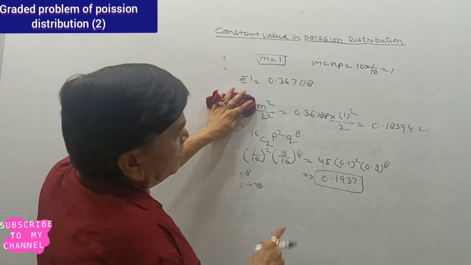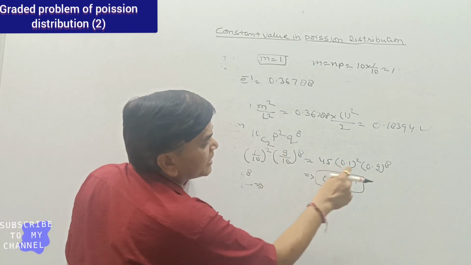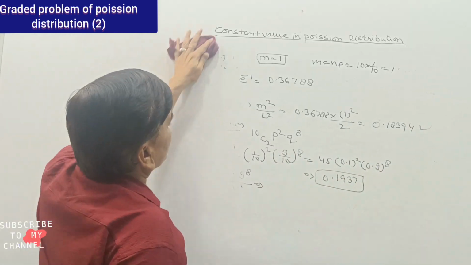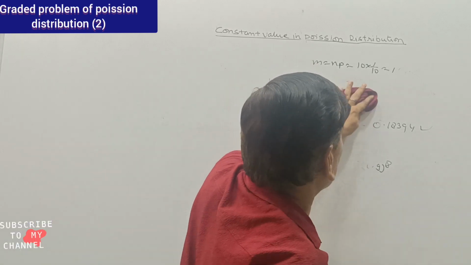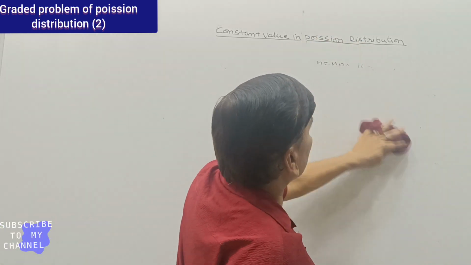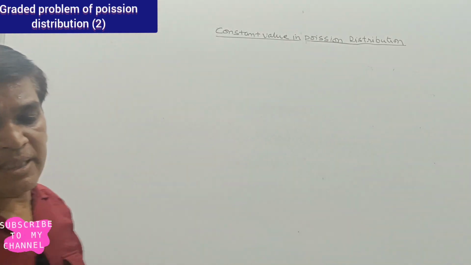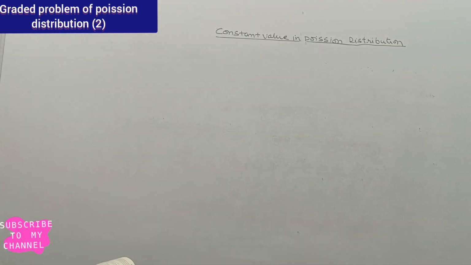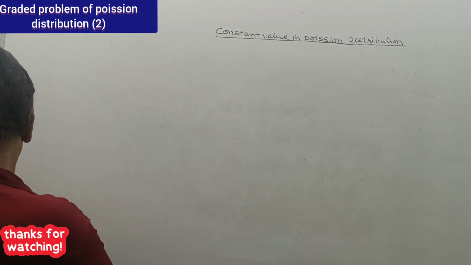Now this 1 by 10 is 0.1, 9 by 10 is 0.9 raised to power 8. So with the help of the calculator you can calculate this without using the logarithms, because the logarithms can cause some problems in calculating. If you are not perfect in using the logarithms, then you should do the direct calculation with a calculator. One more question related to this.